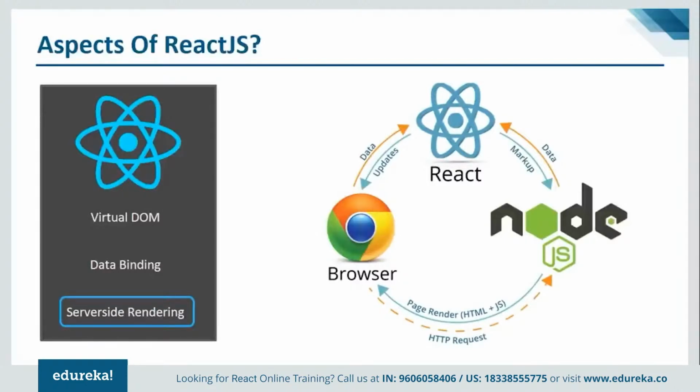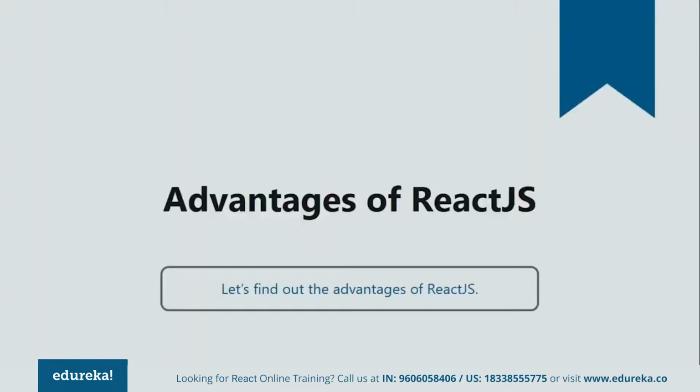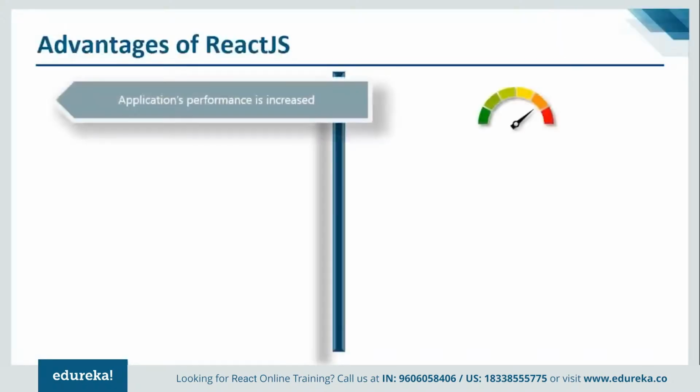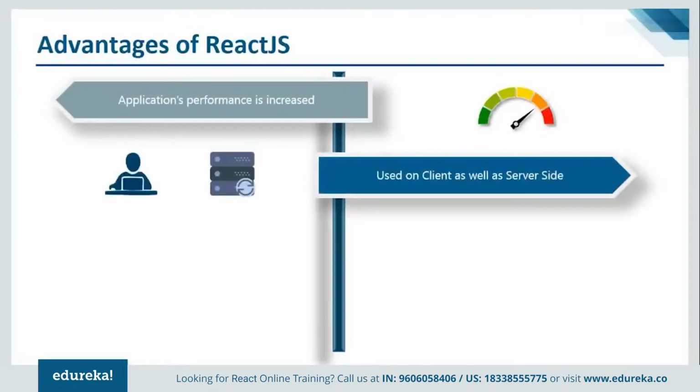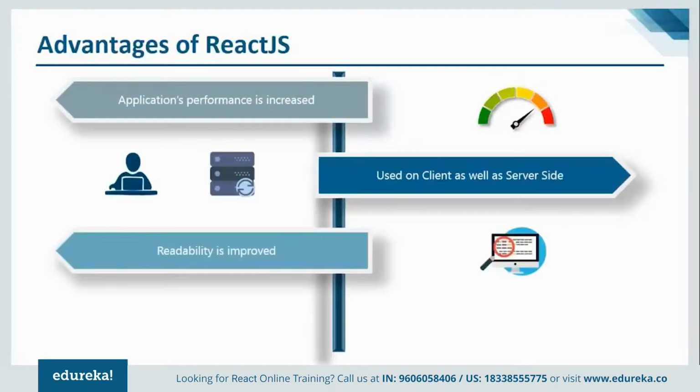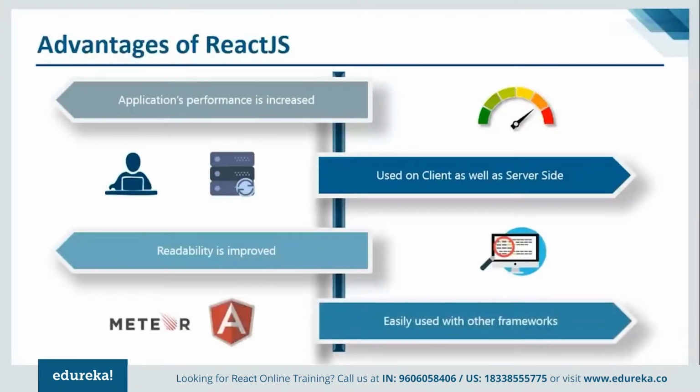All of these features together make ReactJS a powerful and robust library which provides us with some major advantages. Because of the use of virtual DOM, the application's performance increases. Moreover, it can be used on the client as well as the server side. React's JSX increases the readability of the code, so it becomes easy to debug and maintain. And lastly, ReactJS can be easily integrated with frameworks like Meteor or AngularJS.